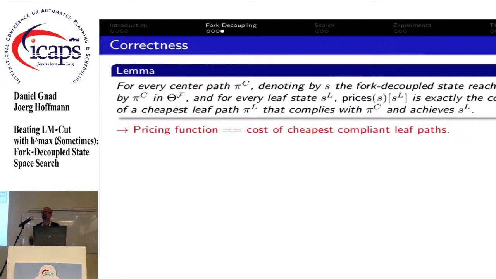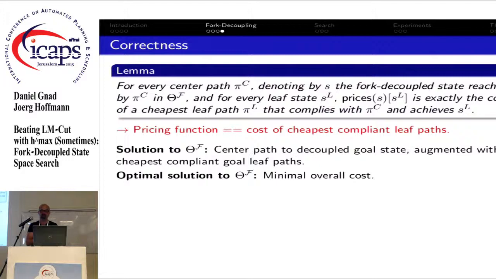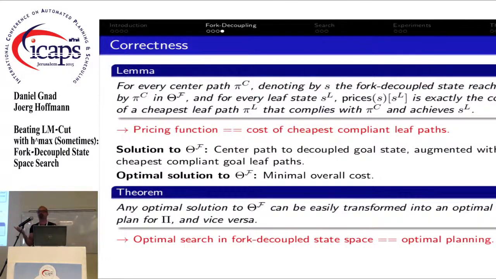The central correctness lemma is that those pricing functions actually correspond to the cost of the cheapest compliant leaf paths at any point in time. So by this incremental construction, we actually get the cheapest possible compliant leaf paths. It's quite simple. What do I do when I've reached the decoupled goal state? Well, I extract the solution by committing to the center path, and for each leaf, retracing a cheapest compliant path from the information I maintained in the search state. And then necessarily, this will give me a global plan. And if the overall cost of this is minimal, it's also minimal in the original problem. So in other words, this is a method for optimal planning.